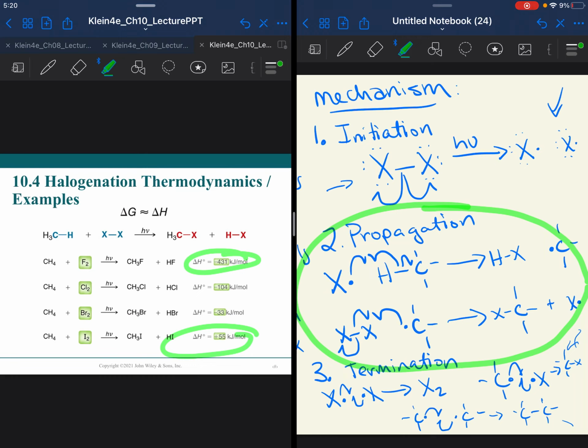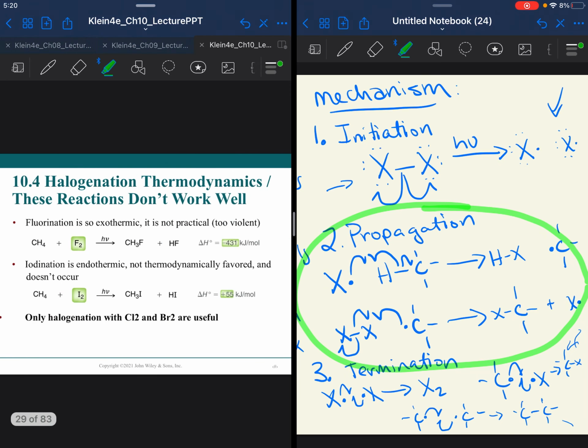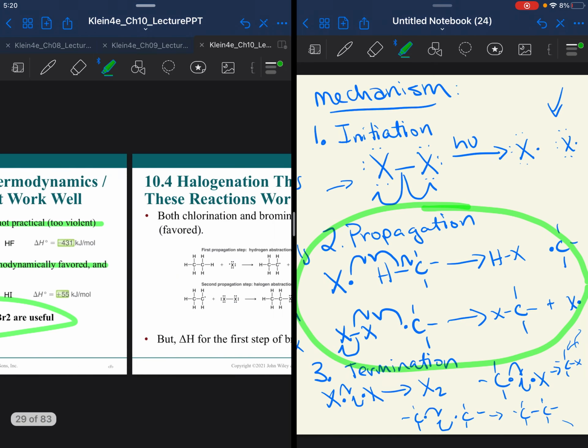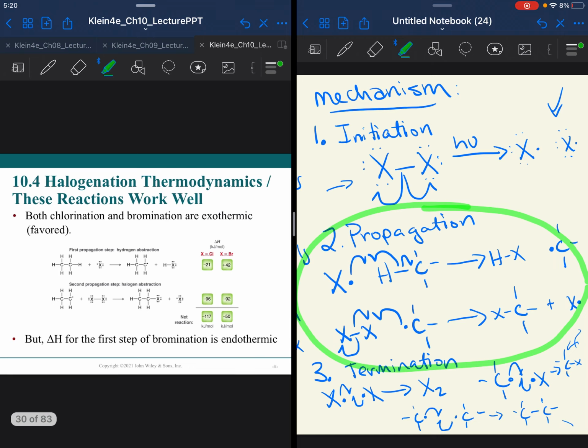Fluorine is really exothermic, so that's too violent to work well. And chlorine and bromine are sort of in the middle there. They are exothermic, exergonic enough to go forward, but not so much that it is a violent reaction. Too exothermic, it's not practical. Endothermic, not favored, it just simply doesn't occur. So only halogenation with Cl2 and Br2 are useful. We see that as kind of a theme throughout Organic 1.